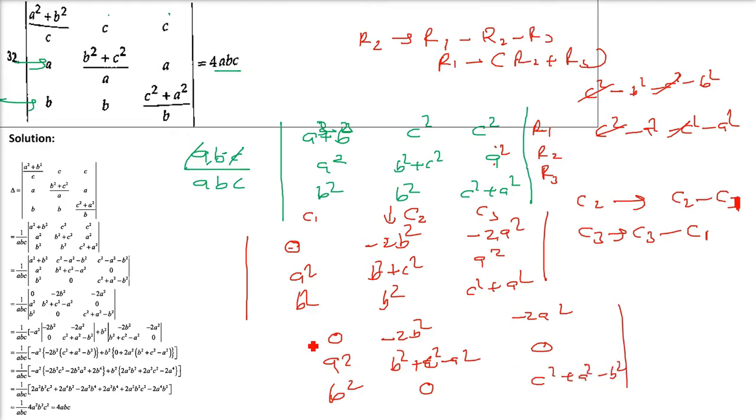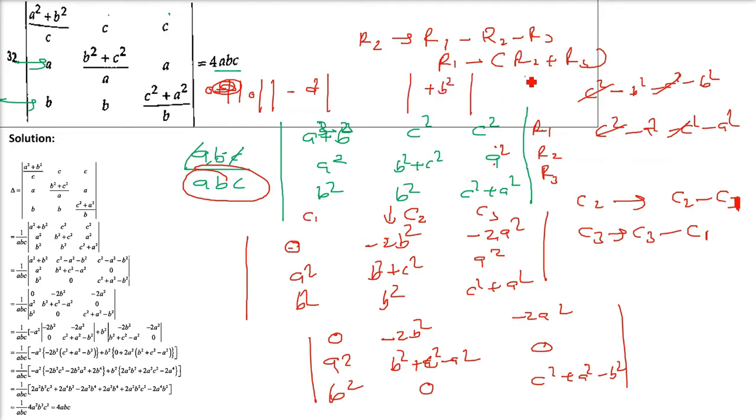Now we have got enough zeros. Now we can open it. I don't have enough space here, but just to recall, 1 by abc is already outside. Okay, so if you open this, 0 into something, I am leaving it. 0 into something, and this is minus plus, or let us do it using the first column.